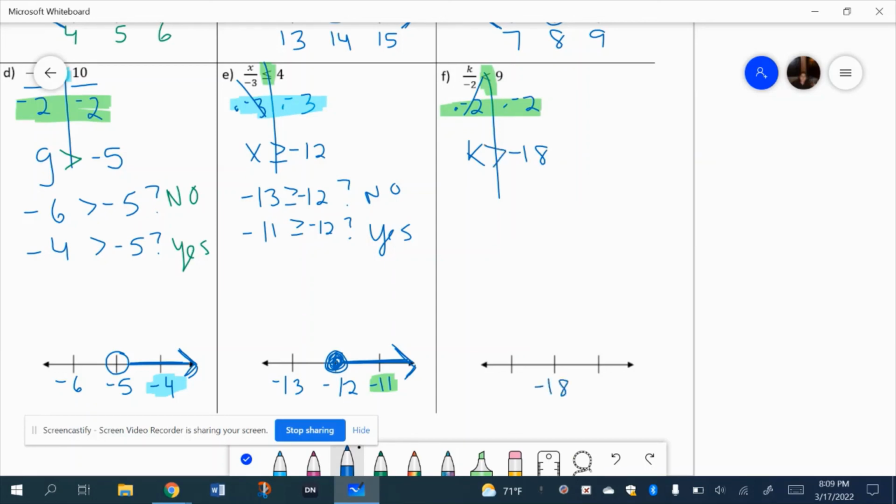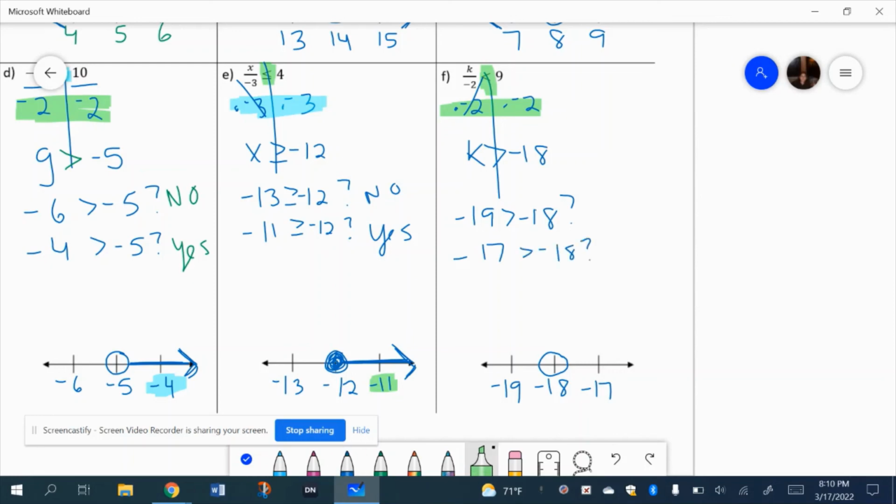Negative 18 goes in the middle. Then we have negative 17 is bigger, negative 19 is smaller. It is an open circle because of that greater than symbol. Let's plug in our values. Is negative 19 greater than negative 18? Or is negative 17 greater than negative 18?